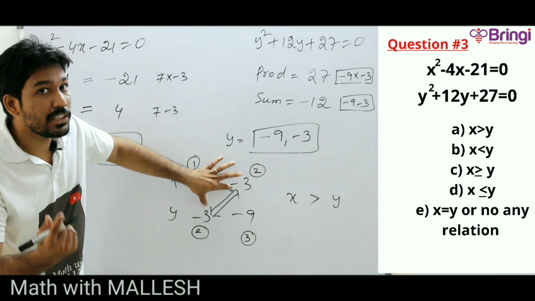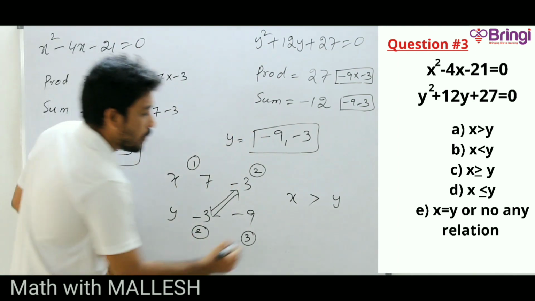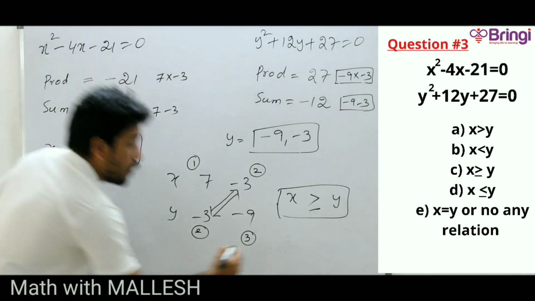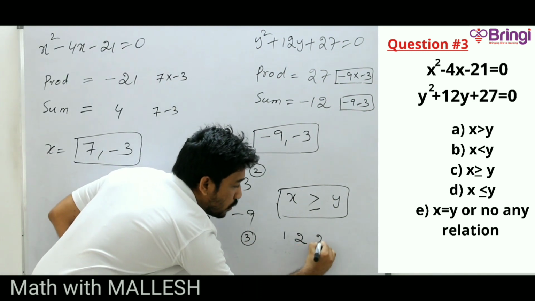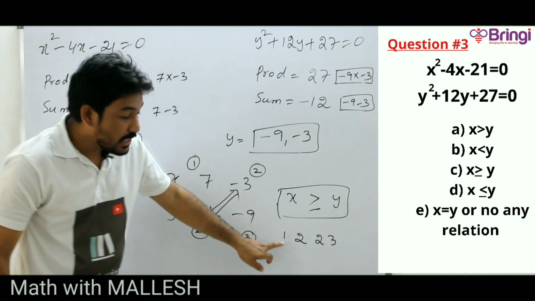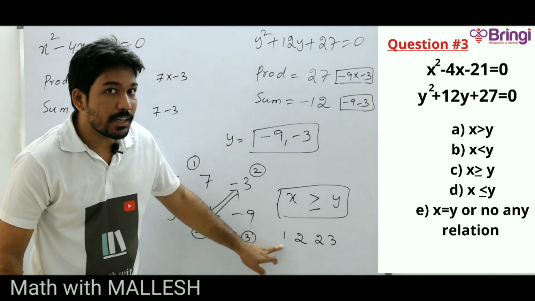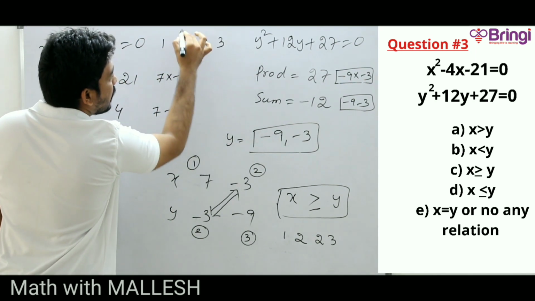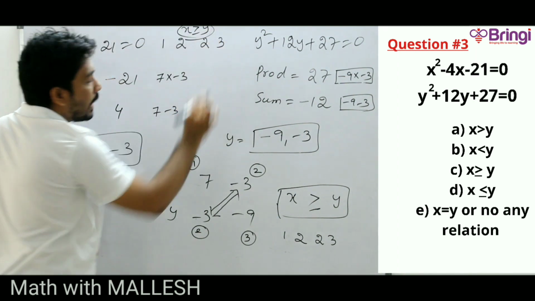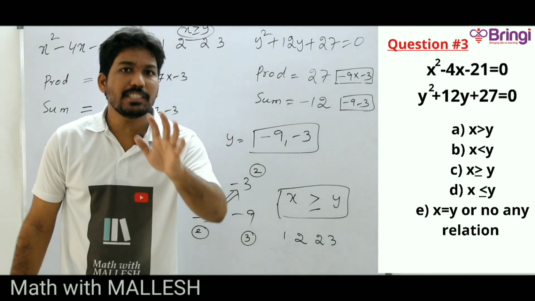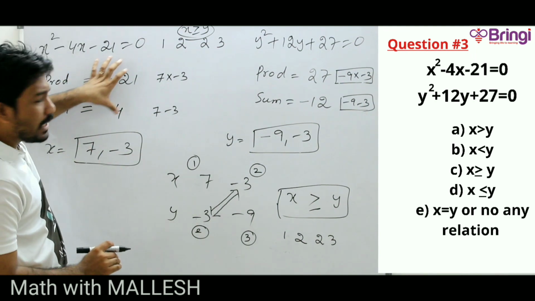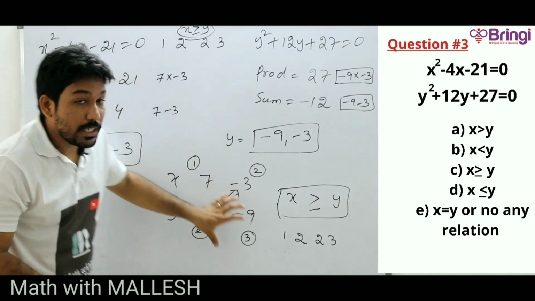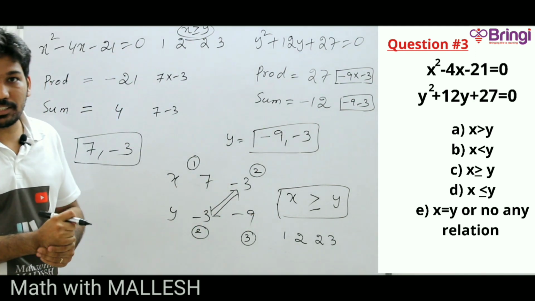Which position? Position 2 is occupied by the x and y. So x greater than y. How? 1, 2, 2, 3. If this is the case, x is always greater than y. Which option do we have to take? X greater than y. These are very simple, and you just have to use a little bit of common sense at this place. What are the roots and what is the ranking? Moving on to the next question.